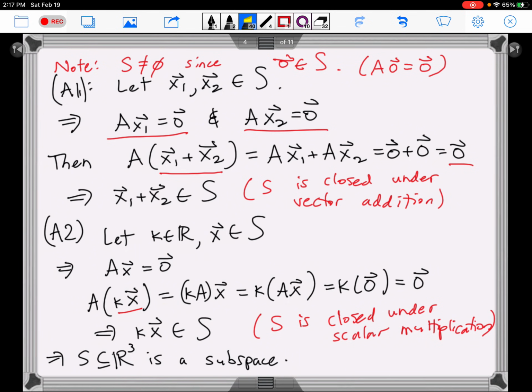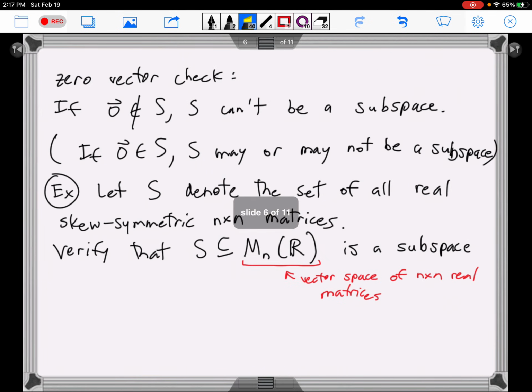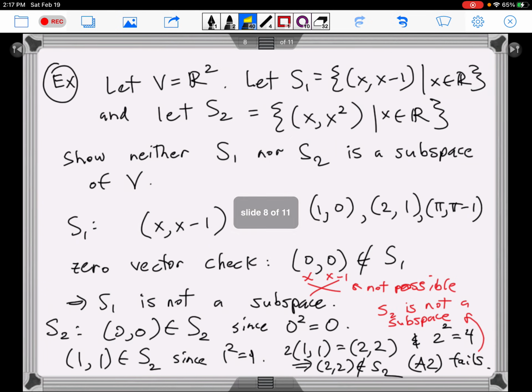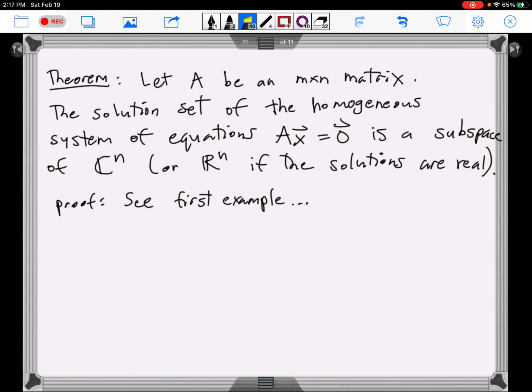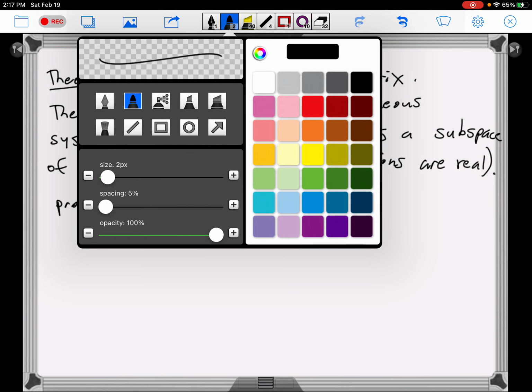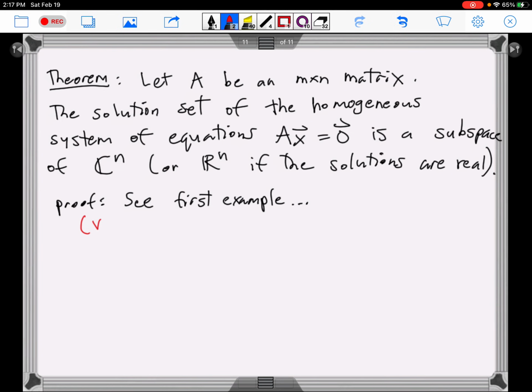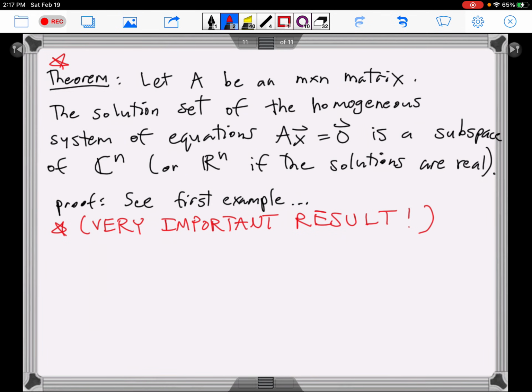This is going to be extremely useful later on when we go back to solving differential equations. So remember this. This will be important later. In fact, I'm going to write that down here. So this theorem is a very important result. We're going to use it a lot later.